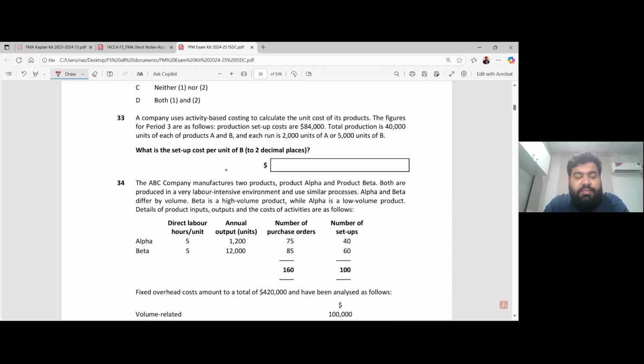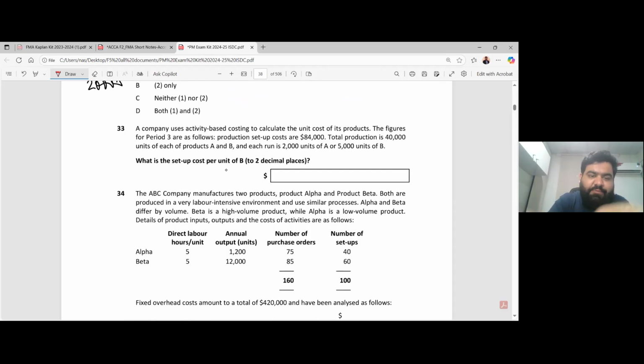After that, again, there is a calculation question in which it's written, what is the setup cost per unit of B? This time he has told you about the setup cost. And I think it's the same question as we have done two questions back. Production setup cost. Here setup cost is 84,000.